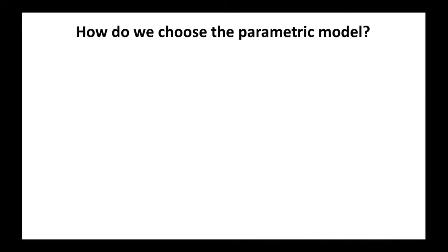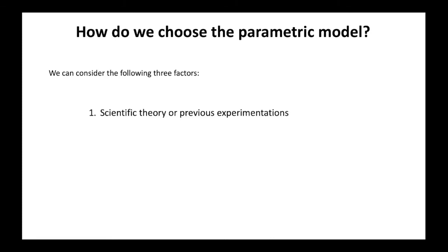There are mainly three different factors that can help us to choose the parametric model. The first one is a specific theory or some previous experimentation regarding the phenomenon we are studying. The second one is the exploratory data analysis. And the third one is some philosophical principles that are well accepted by the scientific community. Let's see them better on the next slides.